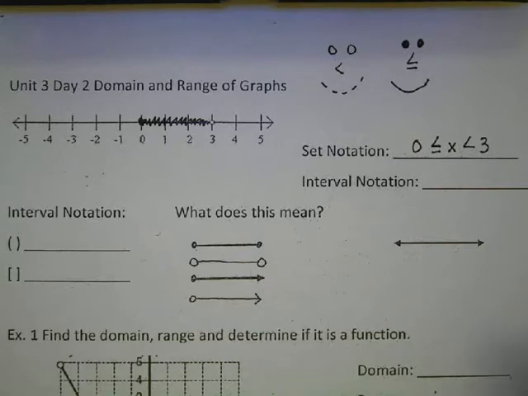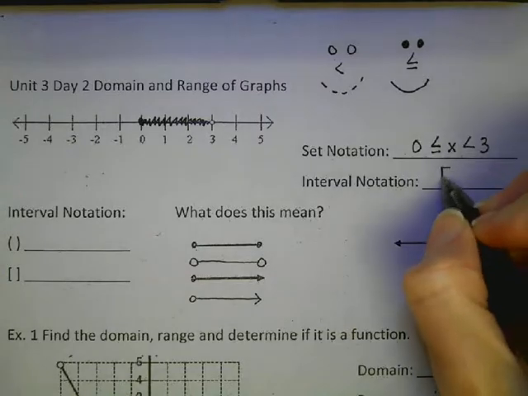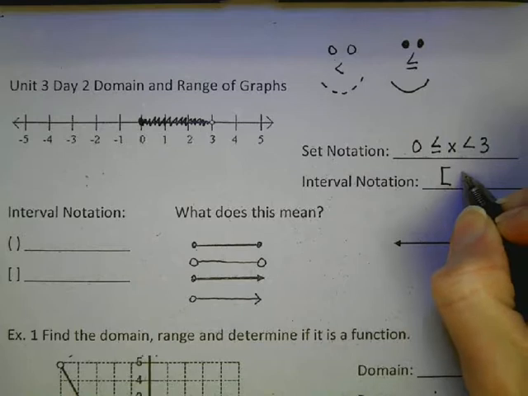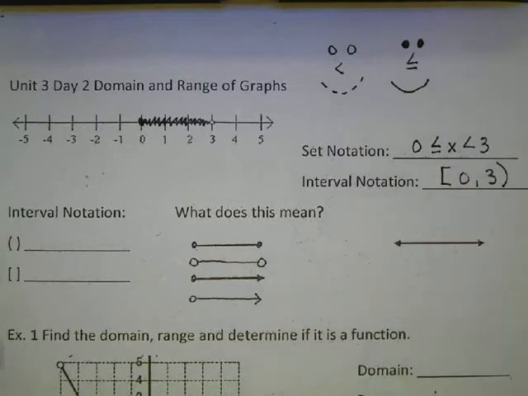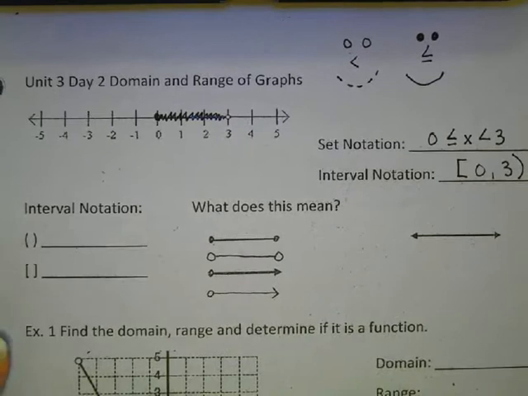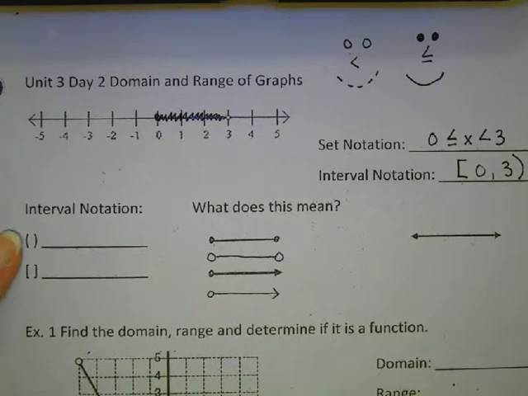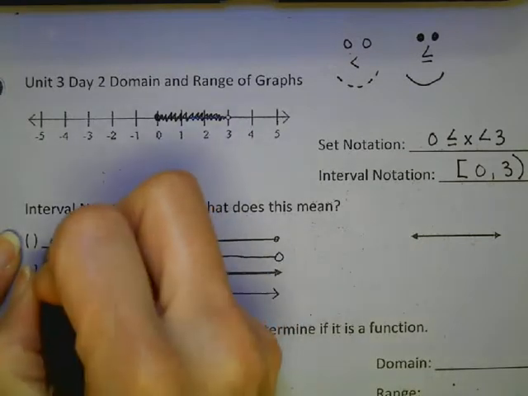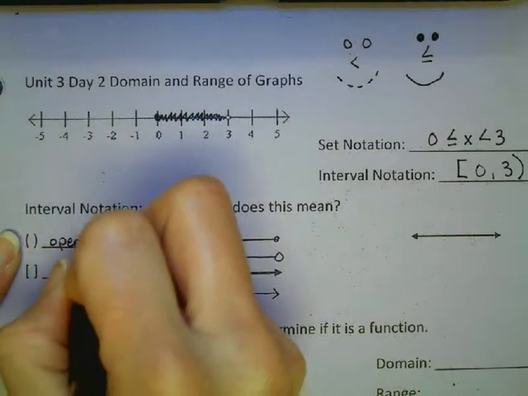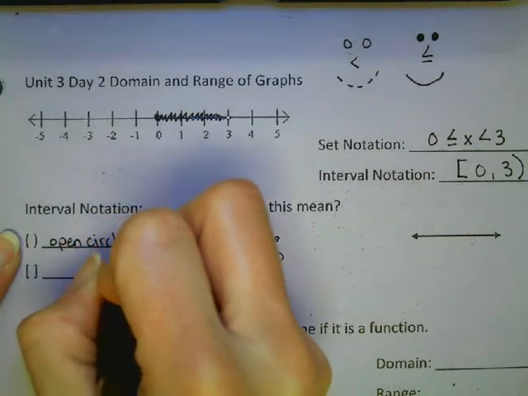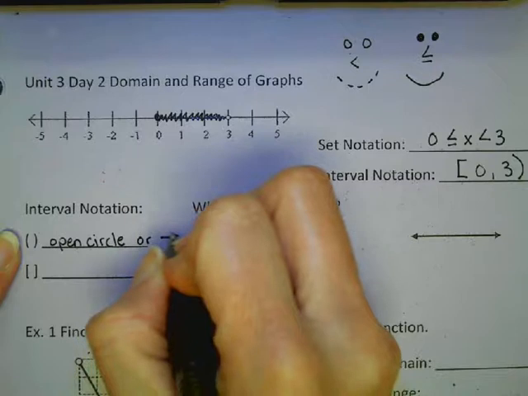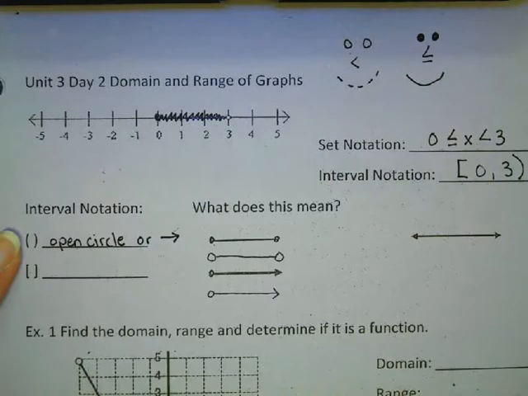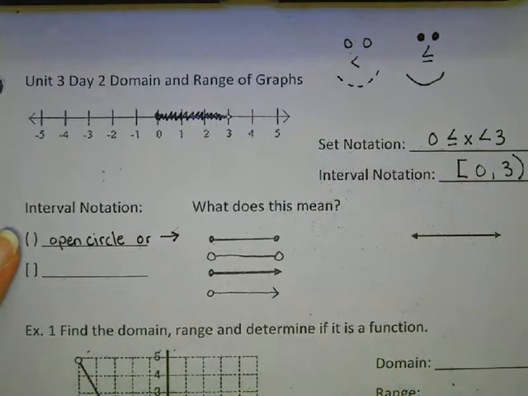Interval notation would be a bracket, 0, 3, and then a parenthesis. So what does a bracket or a parenthesis mean? A parenthesis means it would be like an open circle, or it could have an arrow on the end going on forever in one direction. It's not closed off. There's not a stopping point.